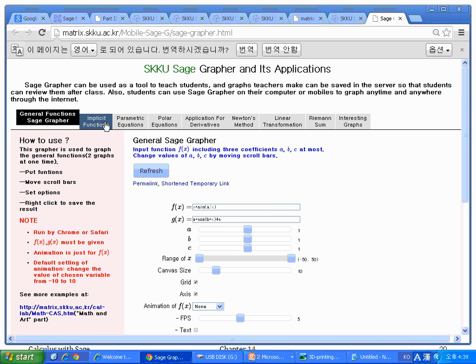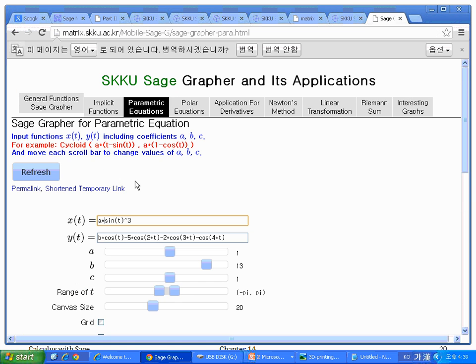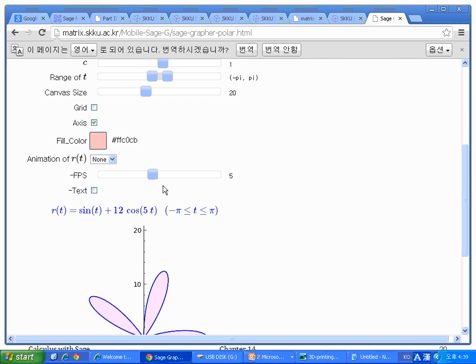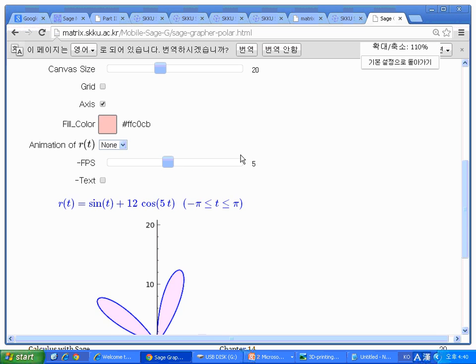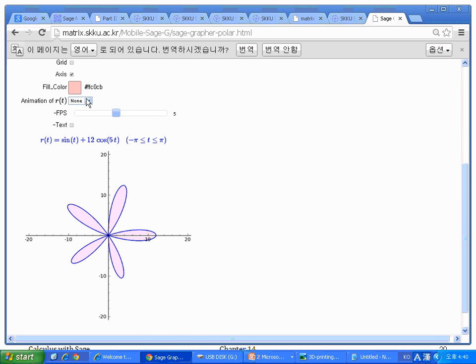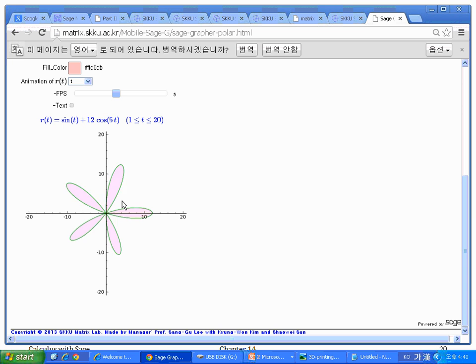for parametric equations like this, and you can change the a's and b's, and you can change the functions here for parametric equations 1 and 2, and also the polar equations can be written in this way. If you want to see how it changes as time t moves, then this gives you how it is drawn. This is a function of this graph.